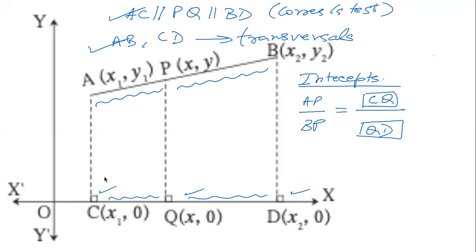Okay, Khadija, I will take your answer. X minus x1. And what is the distance between C and D? Karthik, your answer is also correct. What is the difference between C and D? Correct. X2 minus x.